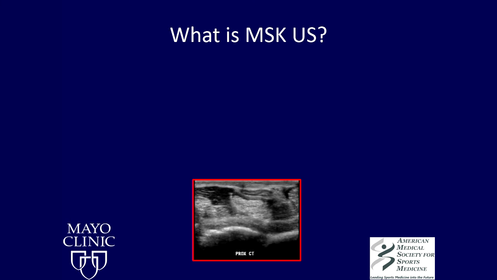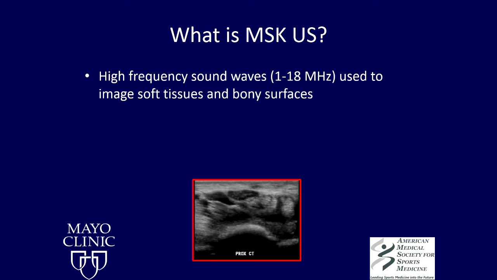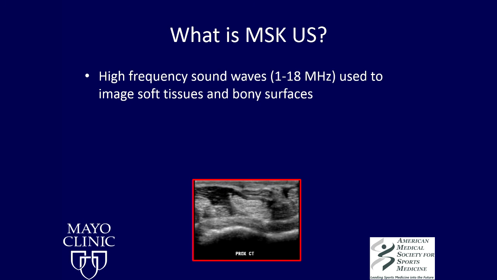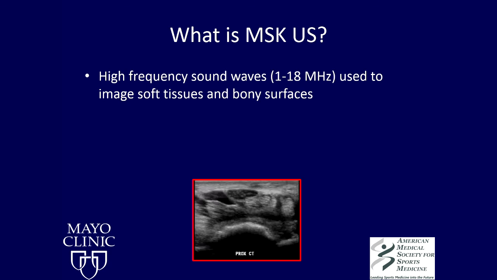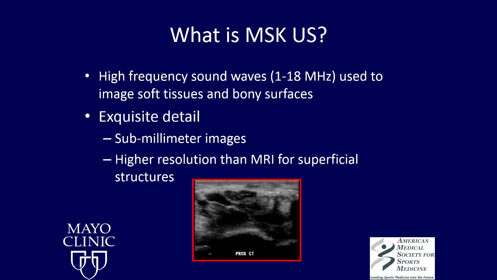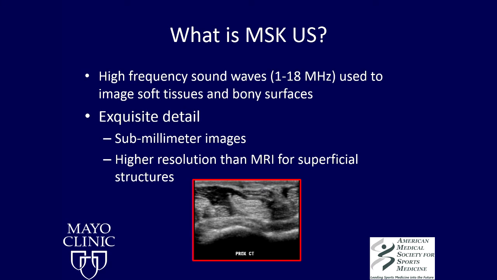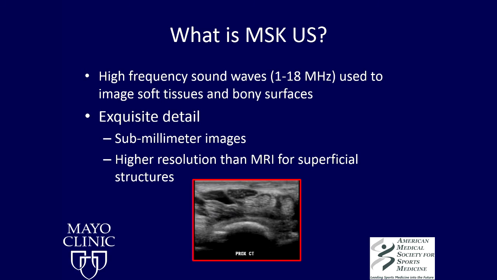So what is sports ultrasound? It's a high-frequency sound wave, so these are much higher than what we can actually hear with the human ear. They're between 1 and 18 megahertz. And we send these sound waves into the tissues and they reflect back up and create an image of soft tissues and bony surfaces. And they have unbelievable detail. It's sub-millimeter imaging. It's higher resolution than MRI for superficial structures.